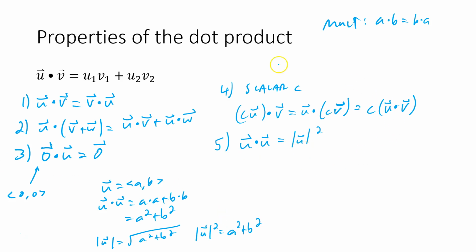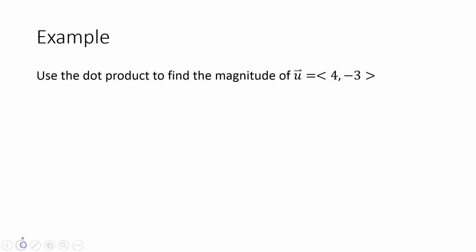So these 5 properties are ones that you should be familiar with, and a lot of them, like I said, are intuitive, right? It seems like it makes sense that they're commutative. It also seems like it makes sense that you can use the distributive property. If you dot the 0 vector with any vector, you get 0. If you have a scalar c, you can put it wherever you want. But this last one is kind of interesting. If you dot a vector with itself, you end up with the square of the vector's magnitude. Let's try an example with that one.